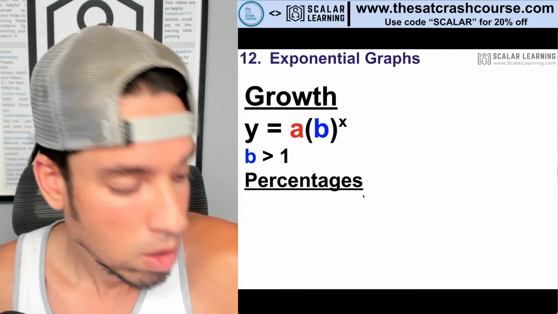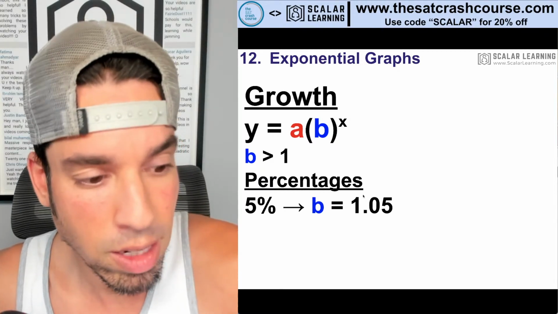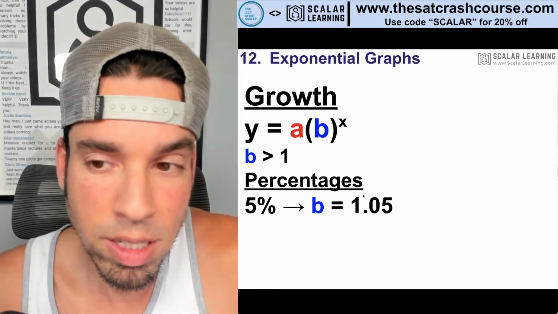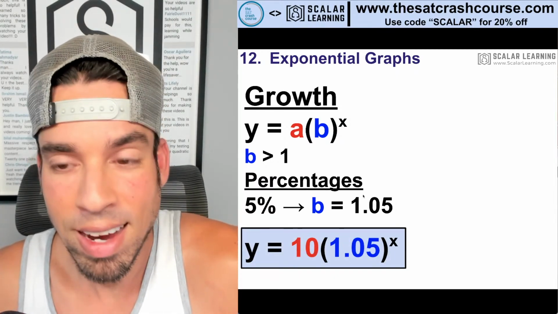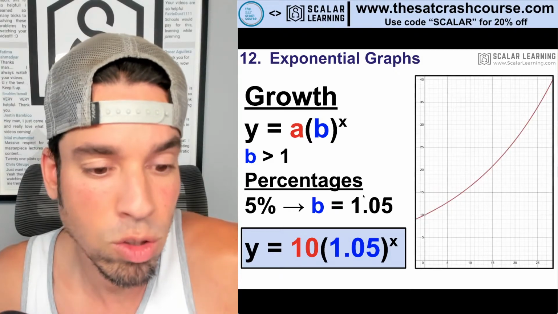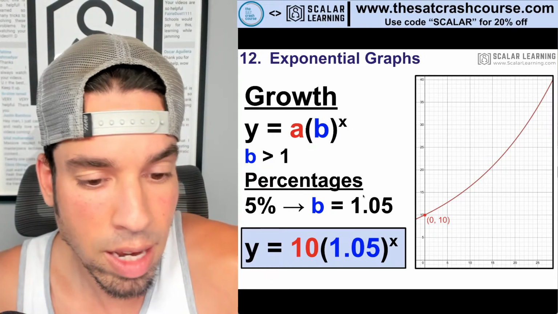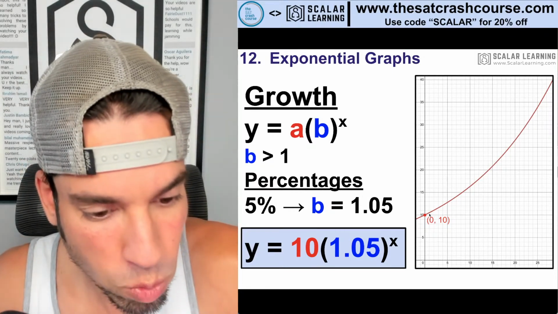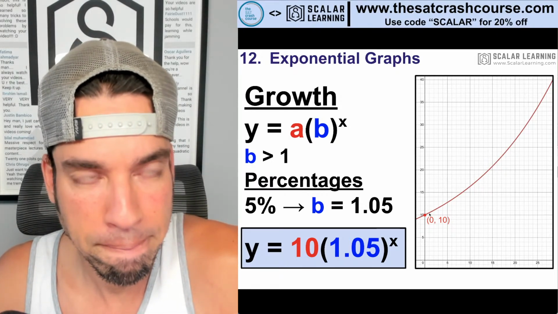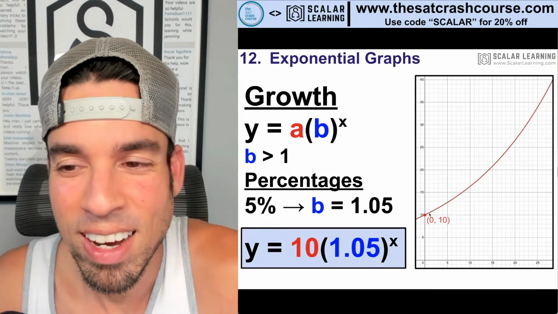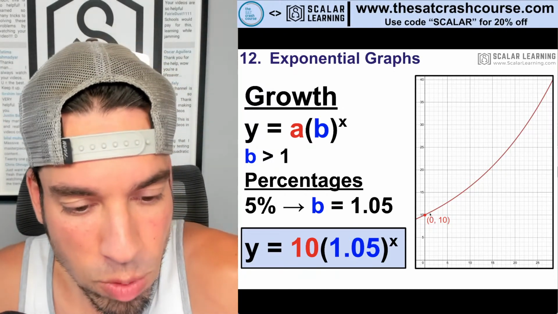That was growth. A lot of times we're going to talk about exponential graphs in terms of percents. So if we have growth of 5%, b is going to be 1 plus that 5%, but in decimal format, aka 1.05. Here with this 10 in front, that's an initial value of 10. And once again, it's going up to the right. You see the y-intercept there at (0, 10), and you can see that it's growing gradually. But when x is 1, it's going to be up by 5%. 5% of 10, I think, is 0.2, right? Wait, what am I saying? 0.05 times 10. Yeah, 0.5, my bad. So that makes sense that right here we have 10.5.